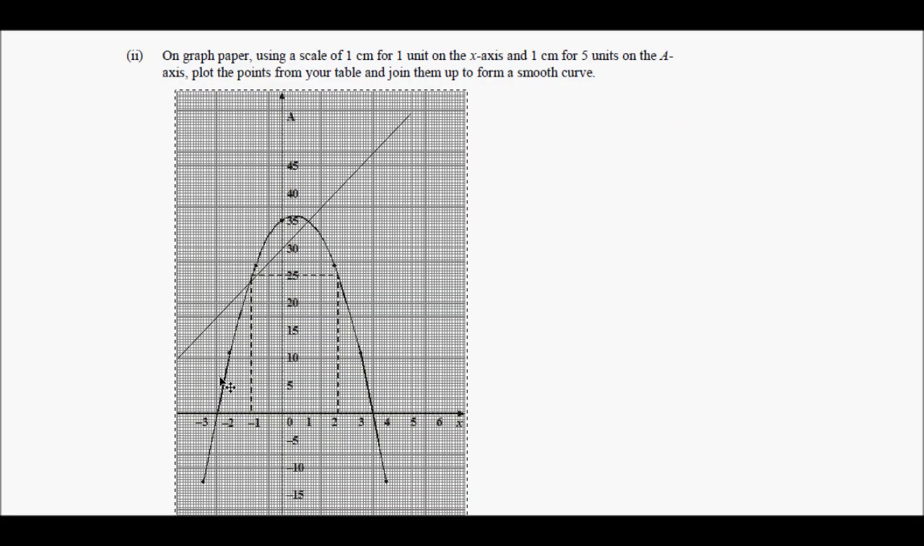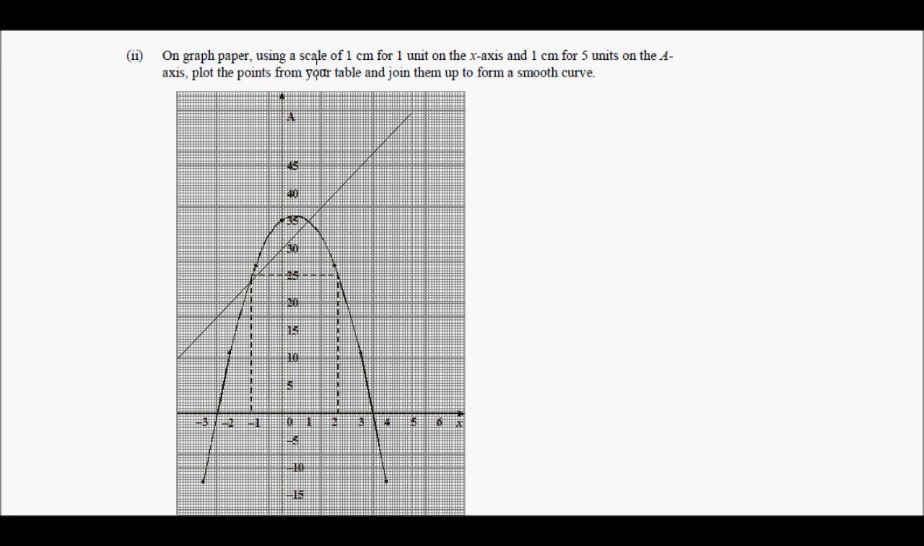Okay, so it says on graph paper, using a scale of 1 centimeter for 1 unit on the x-axis and 1 centimeter for 5 units on the a-axis, plot the points from your table and join them up with a smooth curve. I didn't want to waste time doing this because it takes forever. The way this works with IB graph paper, every box is 1 centimeter. So you just have to plot the points, and you'll notice that you're going to get a smooth curve. You're going to get a parabola here. And if you need to check it on your calculator, go ahead. This line here is from later in the problem. We're going to have to deal with that later. But that's what it should look like.